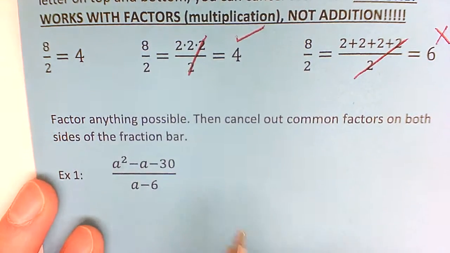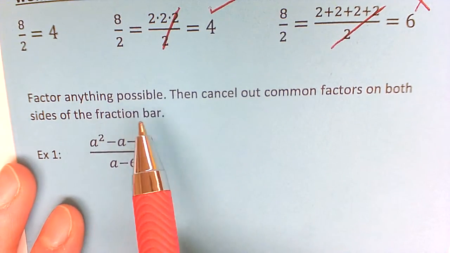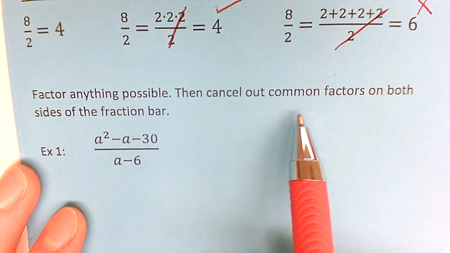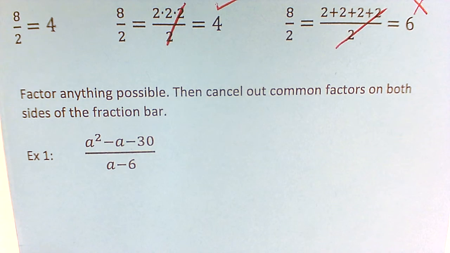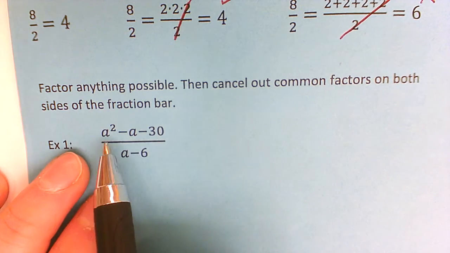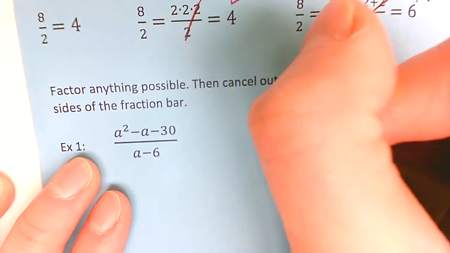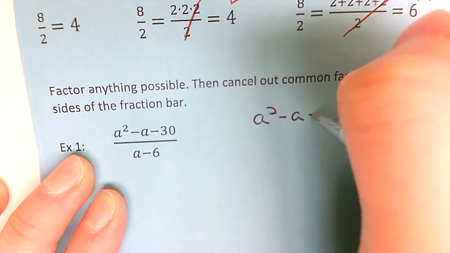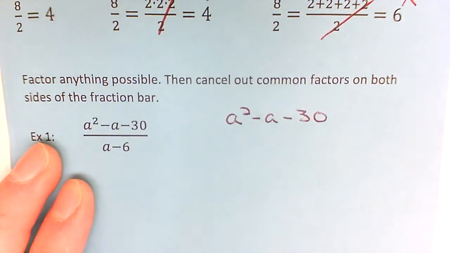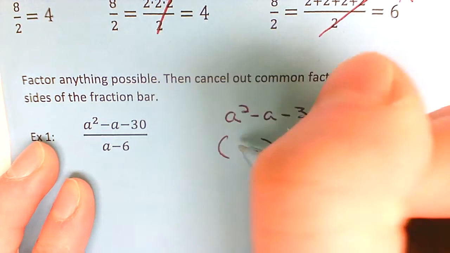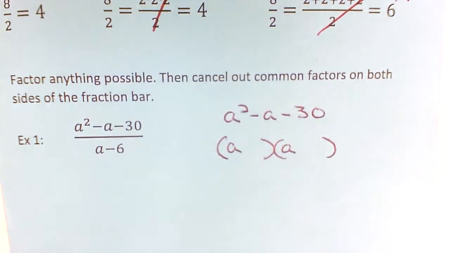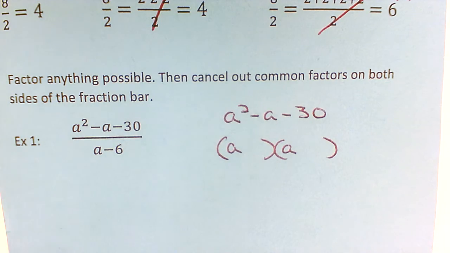Okay? So what we're going to do on these problems is factor anything possible. Then we need to cancel out common factors on both sides of the fraction bar. So when I'm looking at example number 1, on the top I've got a trinomial. So I'm going to come over to the side and rewrite that problem because I'm going to factor it. It is one of those problems that does not have a number in the very front, so that means I can go ahead and put my a in each one of those first set of parentheses.